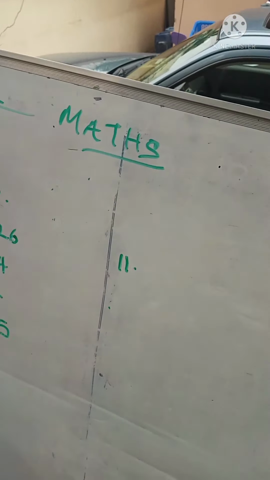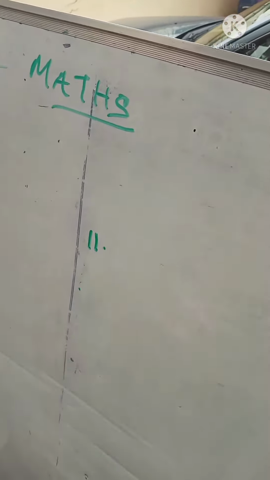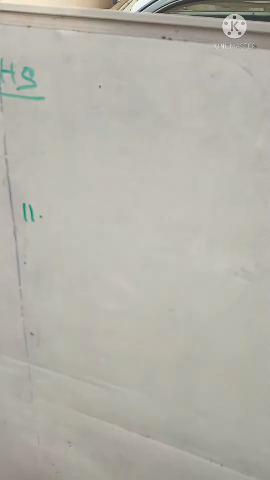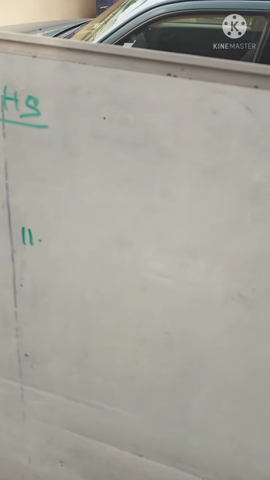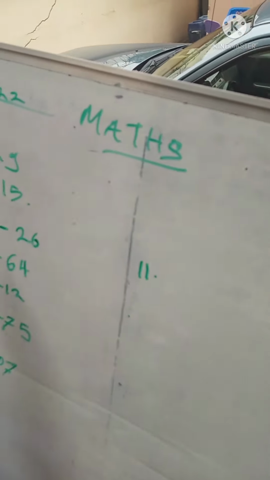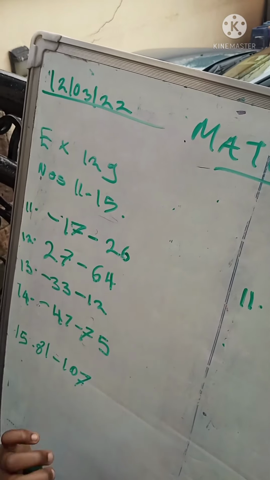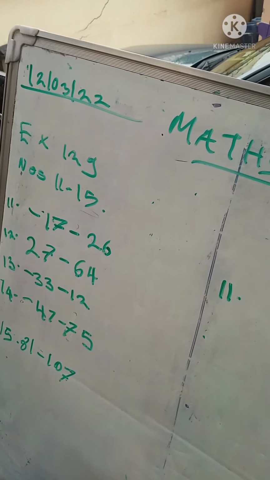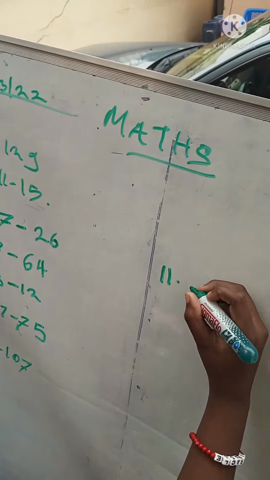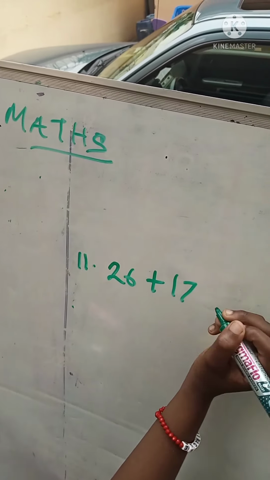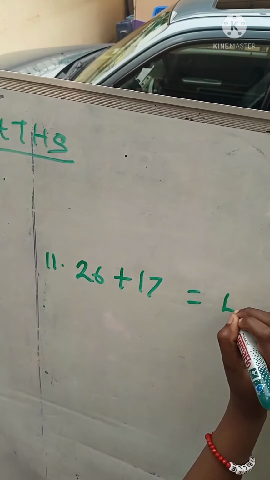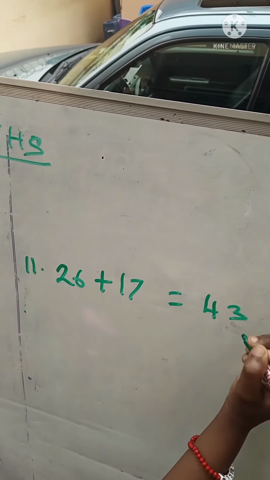You can start. You're going to explain how you are going to solve the question, how you get your answer, so that other students can also learn. Okay, so for number 11, when we have two signs that are the same, like two minus signs, that means we should add. So now we're going to add 26 plus 17 equals 43.